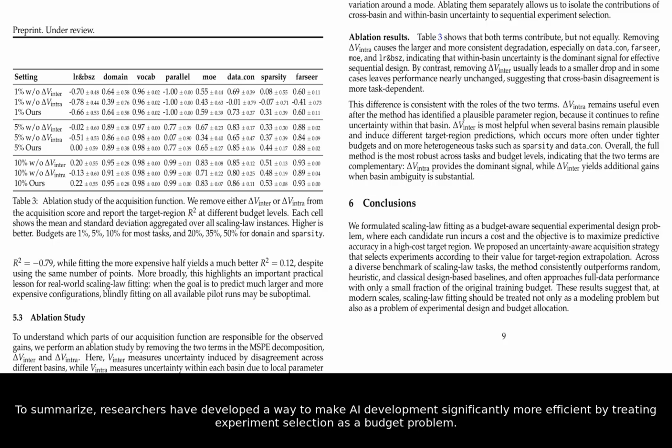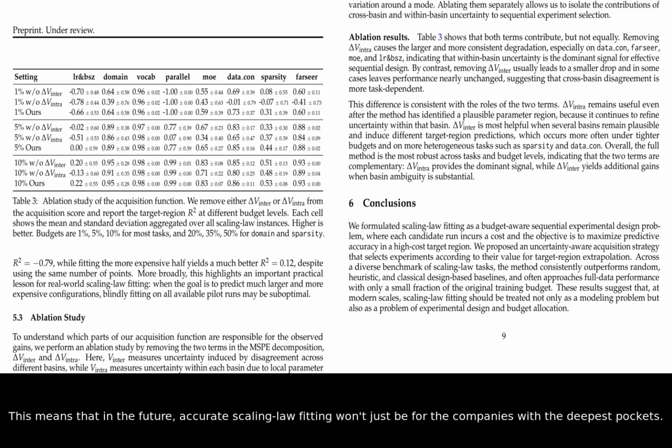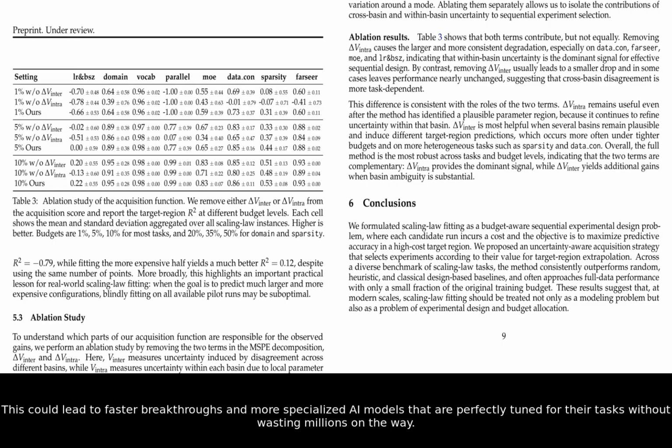To summarize, researchers have developed a way to make AI development significantly more efficient by treating experiment selection as a budget problem. By using an uncertainty-aware strategy, they can recover accurate scaling laws from only a small fraction of the usual training runs. This means that in the future, accurate scaling law fitting won't just be for the companies with the deepest pockets. Instead, it will be treated as a precise modeling problem where every dollar spent on a pilot run provides maximum information. This could lead to faster breakthroughs and more specialized AI models that are perfectly tuned for their tasks without wasting millions on the way.